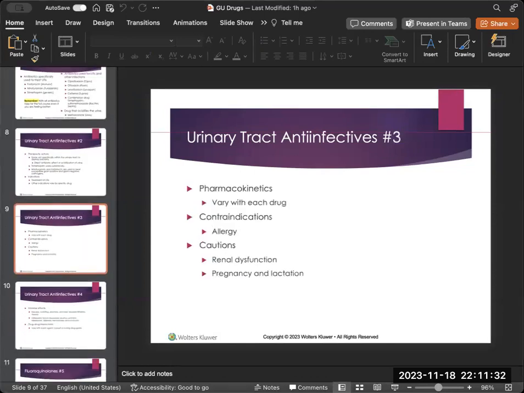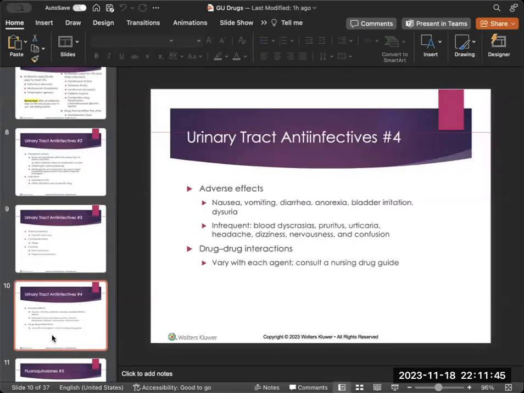Long story short. Contraindications: allergies, renal dysfunction. Why? Because you need to pee it out, or these medications need to work in this system that works directly with the kidneys. Pregnancy and lactation, always a caution, okay?